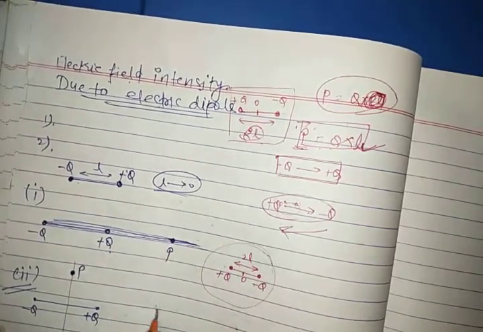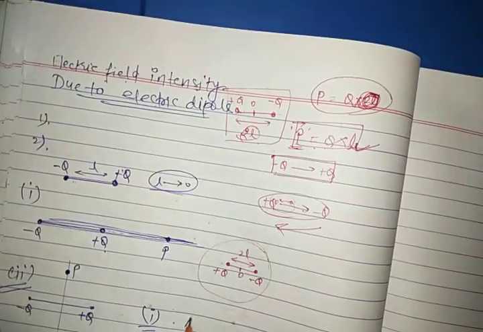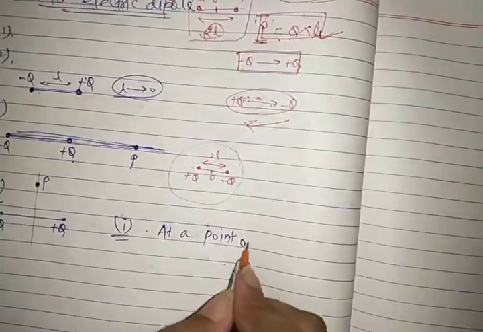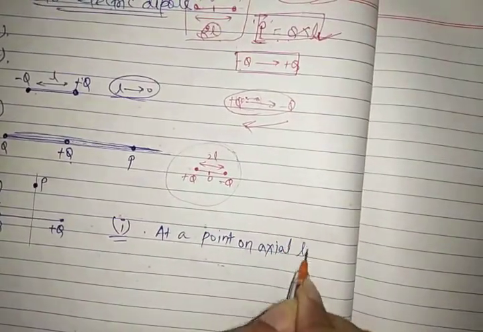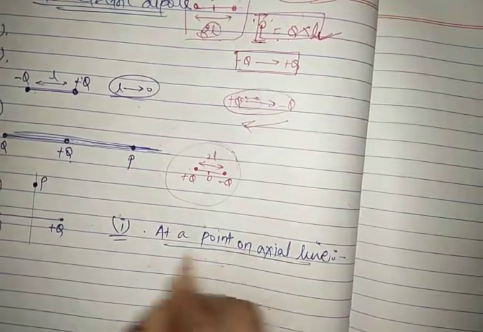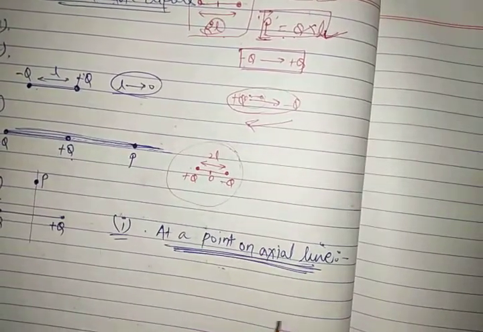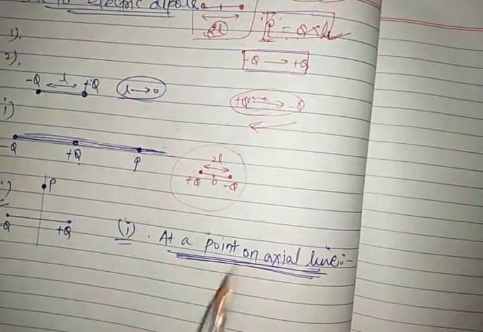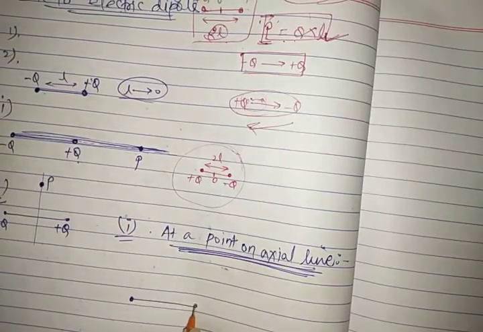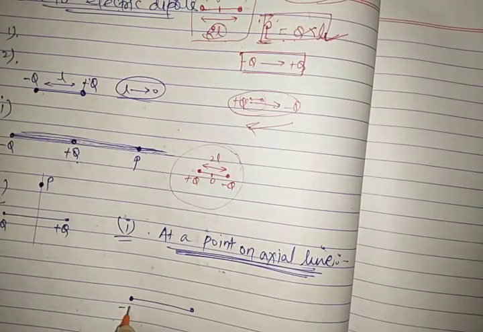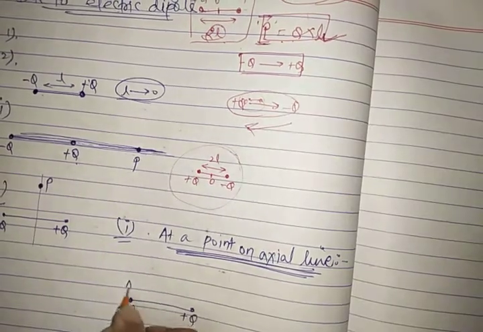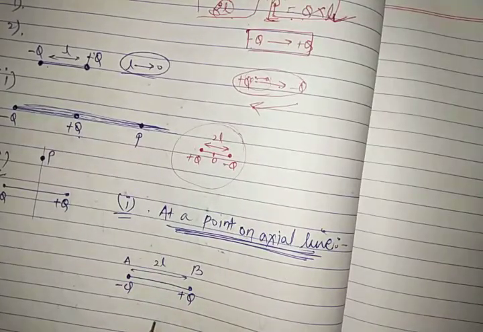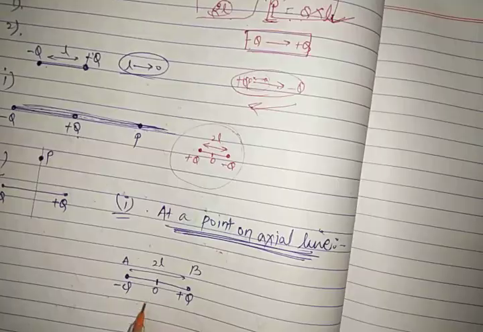So for two cases we will see how much the electric field intensity is at the axial line or at the equatorial line. So the first heading is at a point on the axial line. You want to determine the electric field intensity at a point which is along the axis of the electric dipole. So for this, let's draw the electric dipole arrangement. This is minus q charge, this is plus q charge, this is point A, this is point B, and the length between these 2 point charges is 2L. This is the center point O.